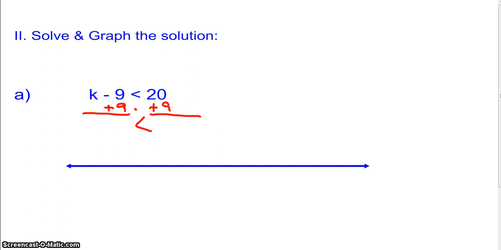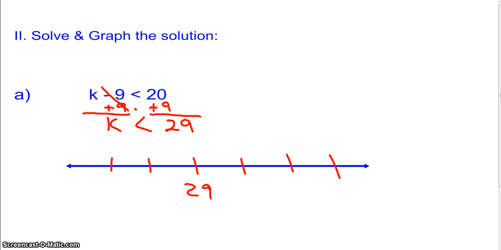And on the left side of the equation, we have k is alone. And on the right side, we have 29. Okay, so now that we know the inequality is k is less than 29, we can graph it. And so we're going to show the part of the number line that holds 29, right? We're zooming in, like on Google Maps. We're zooming in to the area of the number line that has 29. So I'll put 29 right here.